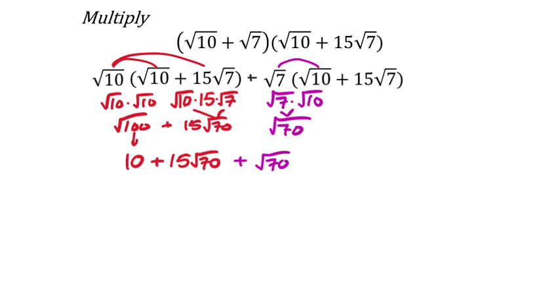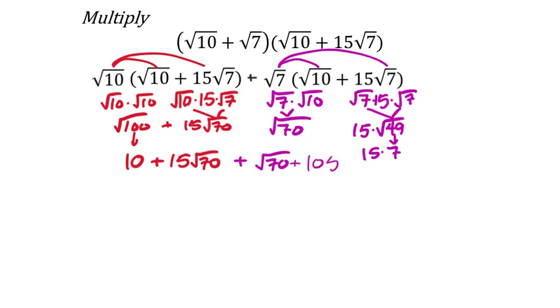Let's look at this last set here. So that's the square root of 7 times 15 times the square root of 7. So combining your square root, 7 times 7, that'd be 49. Square root of 49, so 15 times the square root of 49. And the square root of 49 is 7. So we end up with 15 times 7, which is 105.